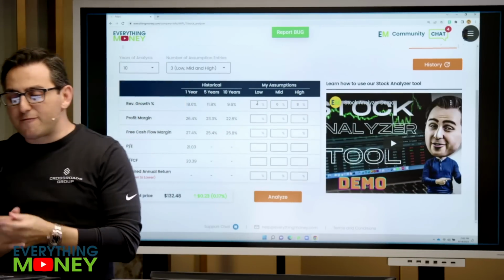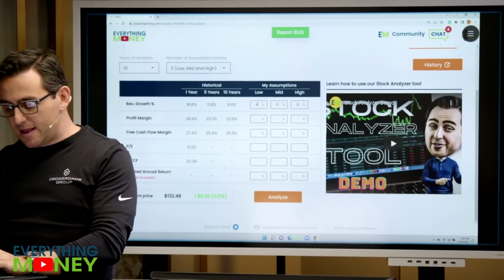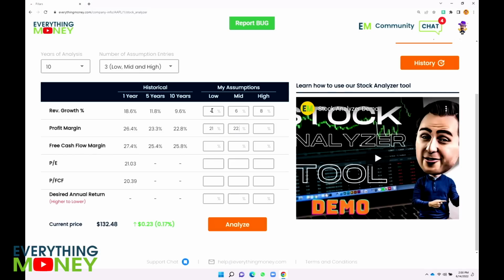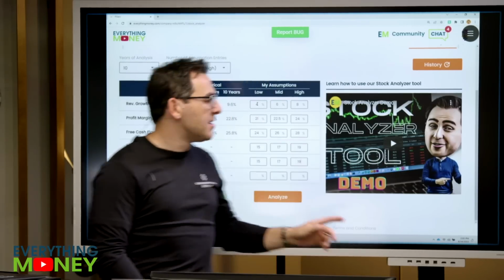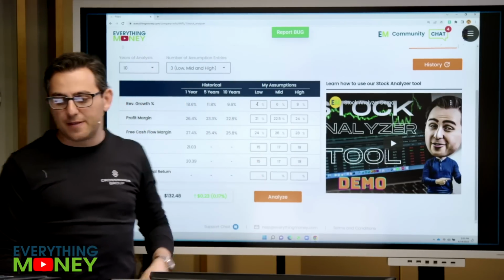Profit margin. Now, profit margin, I'll probably keep pretty consistent. I'll go with 21, 22.5, and 24. Free cash flow, I'm going to look at this historical and say 24, 26, and 28. PE, I'm going to go with 15, 17, and 19. Because, guys, this company has a high moat. It's very hard to beat that with a high return on invested capital. So I'm okay with paying the low end of 15 on that one.